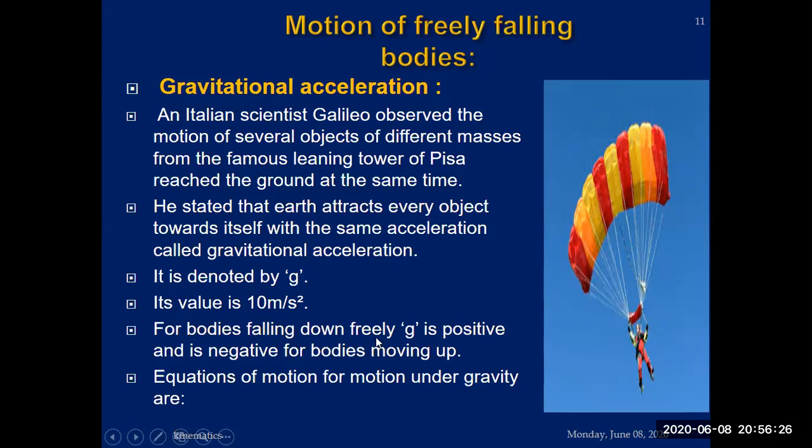For bodies falling down, g is positive. Why? Because acceleration is calculated by using the formula Vf minus Vi. So final velocity is maximum. When an object comes closer to the Earth's surface, its velocity is maximum. When you are dropping it, the initial velocity is zero. Maximum minus zero becomes positive. So that's why when objects are moving in the downward direction, acceleration becomes positive.